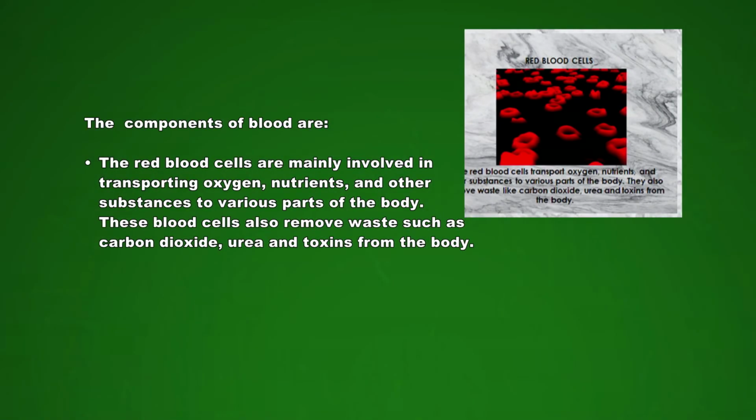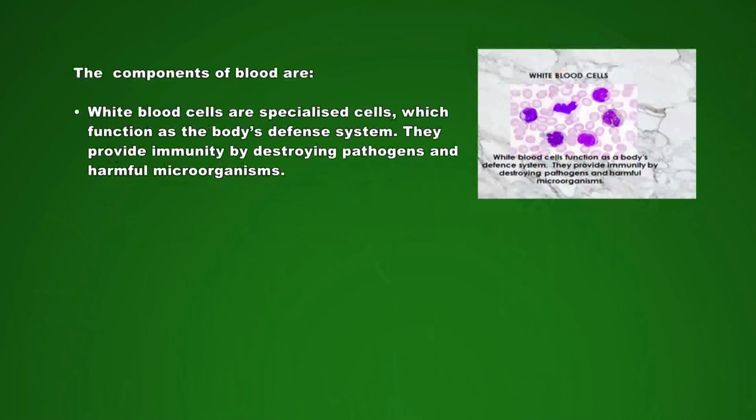The components of blood are the red blood cells, which are mainly involved in the transporting of oxygen, nutrients, and other substances to various parts of the body. These blood cells also remove waste such as carbon dioxide, urea, and toxins from the body. White blood cells are specialized cells which function as the body's defense system. They provide immunity by destroying pathogens and harmful microorganisms.